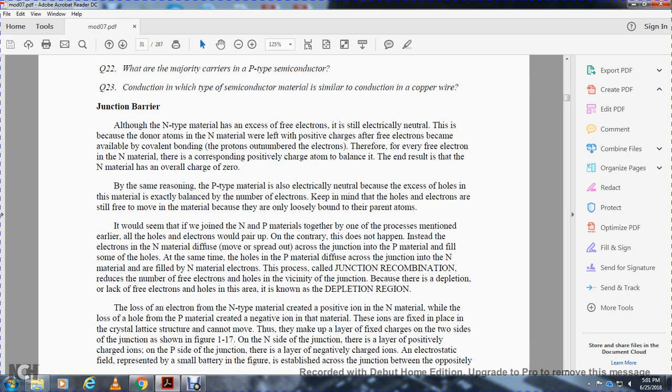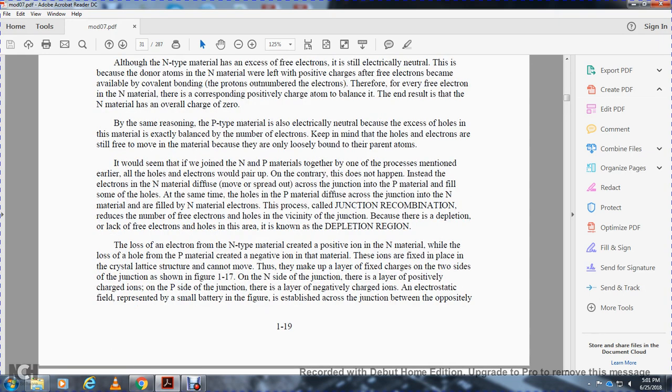Keep in mind that the holes and electrons are still free to move in the material because they are only loosely bound to parent atoms. It would seem that if you join negative and positive material together, the holes and electrons would pair up. On the contrary, this does not happen. Instead, the electrons in the negative material diffuse across the junction into the positive material, where they fill some of the holes. At the same time, the holes of the positive material diffuse across the junction and are filled by electrons from the negative material. This process is called junction recombination.